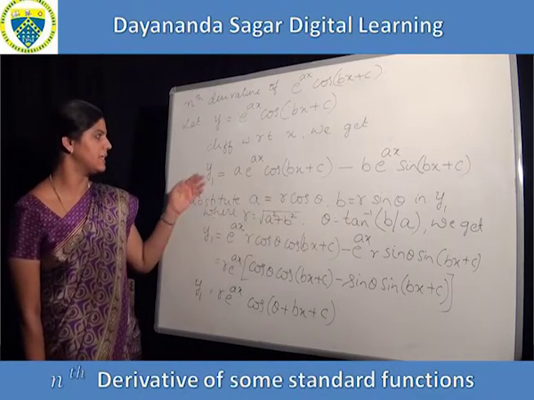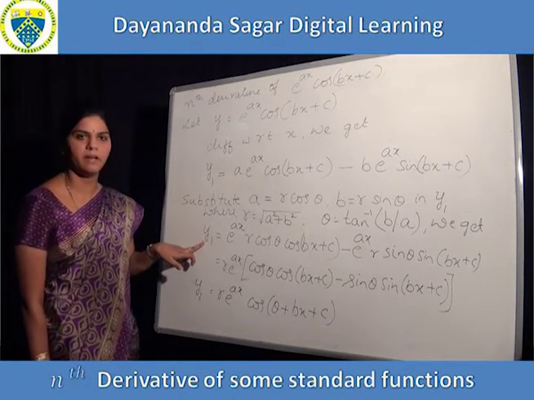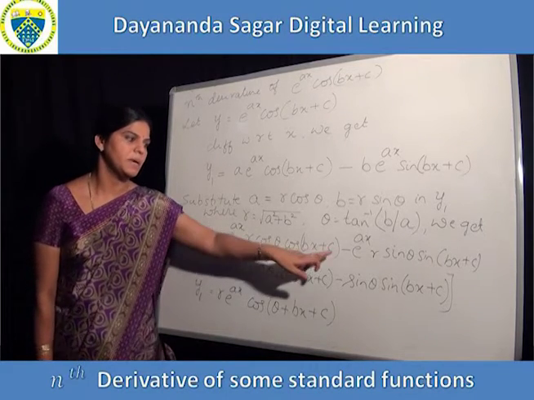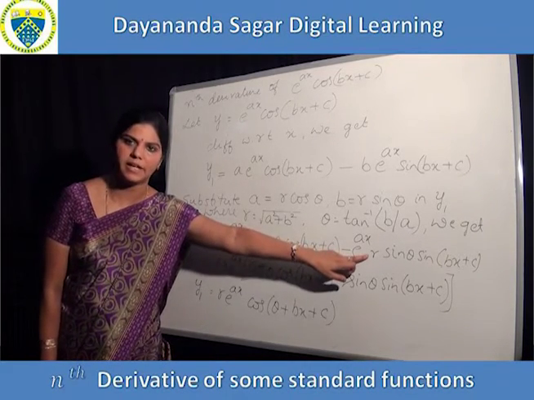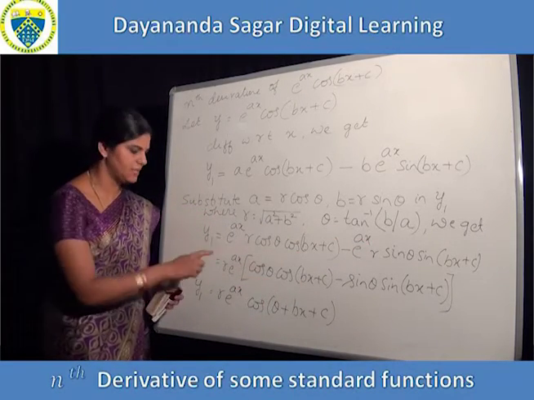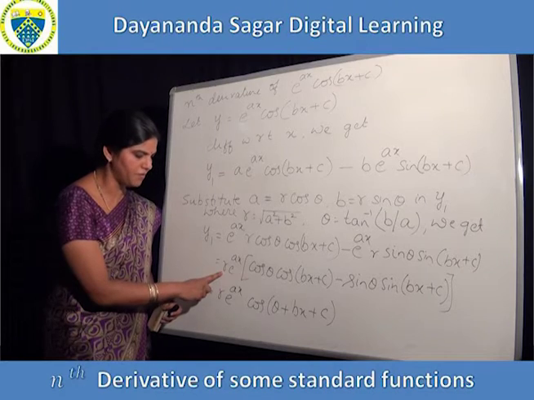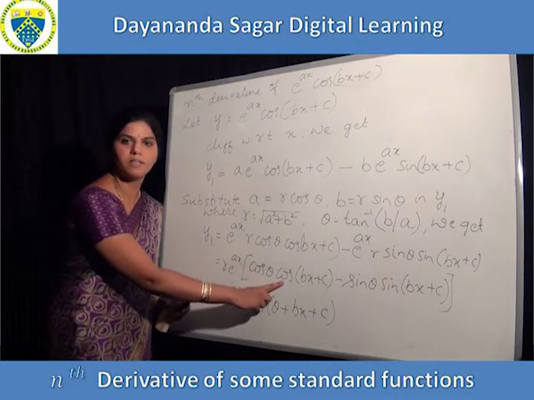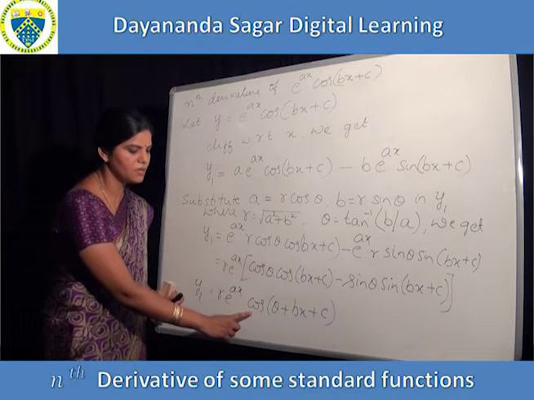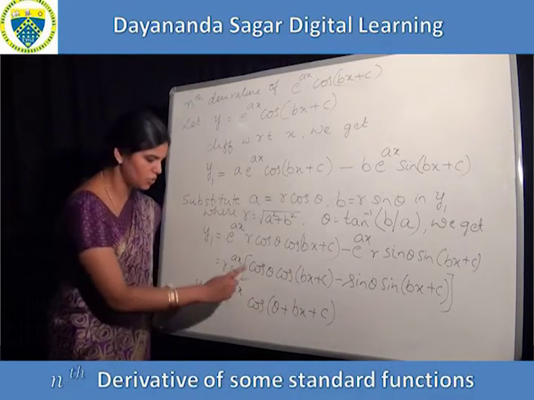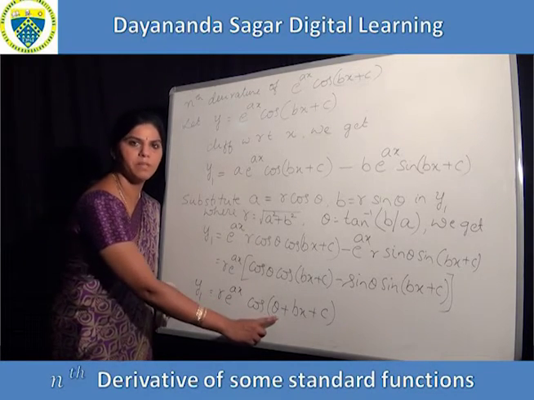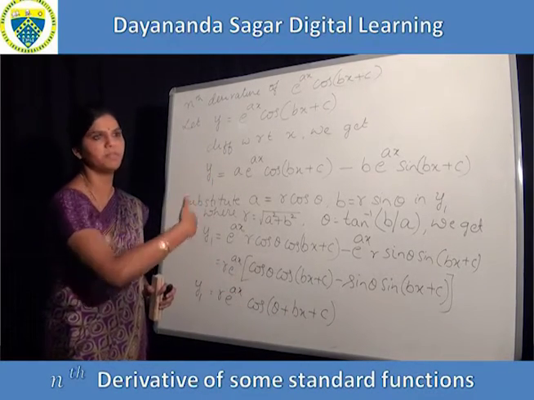Then substituting these in y1, we get y1 equal to e power ax into r cos theta into cos bx plus c minus e power ax into r sin theta into sin bx plus c. So now r into e power ax is common. I'll take that out as common factor, into you will get cos theta cos bx plus c minus sin theta sin bx plus c, which is nothing but cos of theta plus bx plus c. So I'll get y1 equal to r into e power ax into cos of theta plus bx plus c, which is in the form of the given function.